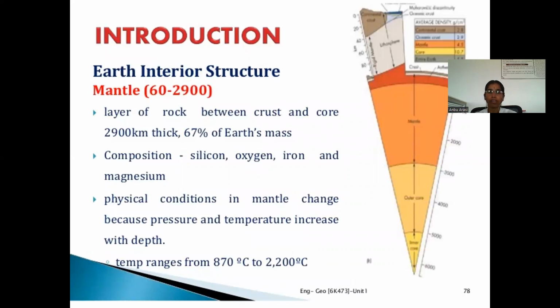Next, mantle. The mantle is the layer of rock between crust and core, about 2900 kilometers thick. More than 67% of Earth's mass is in the mantle. Composition of mantle is silicon, oxygen, iron, and magnesium. Physical conditions of the mantle change because pressure and temperature increase with depth. Temperature changes from 870 degrees Celsius to 2200 degrees Celsius in the mantle.